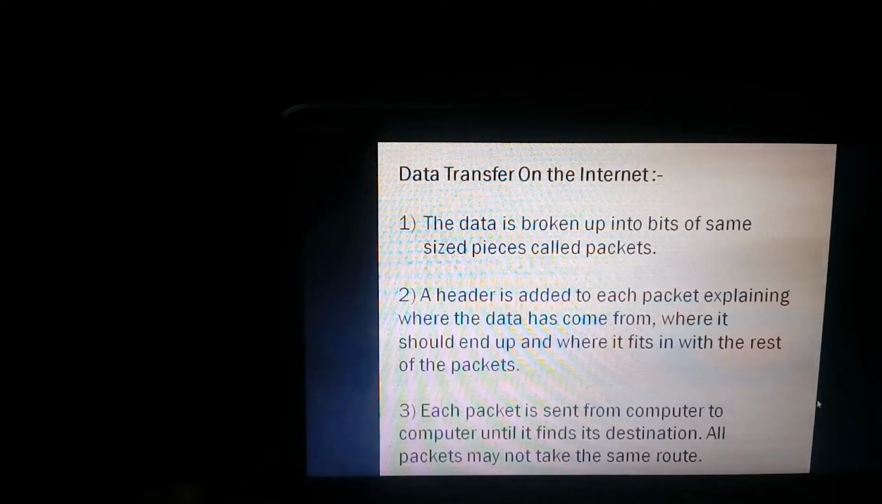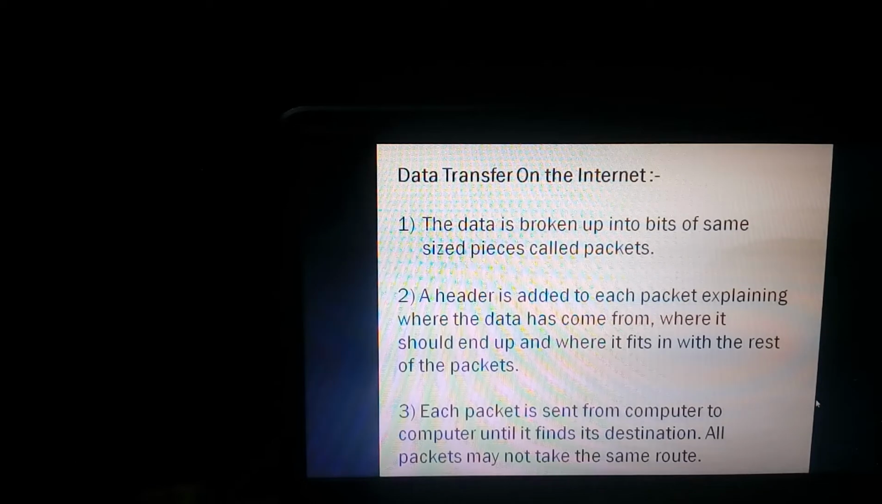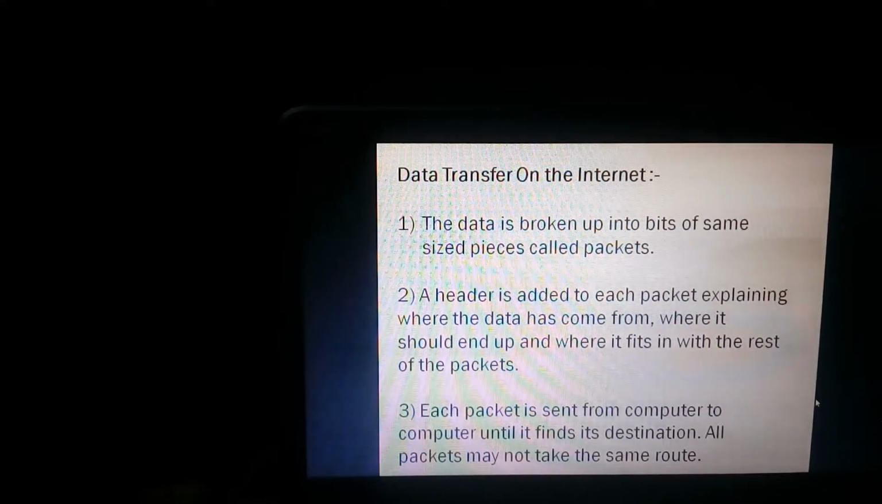Okay. Now today we are going to see data transfer on the internet. Nowadays we are using the internet to transfer our data. But do you know how this data is transferred on the internet? Have you thought about this? No, but today we will see how data is transferred on the internet. Different steps are involved in this process.